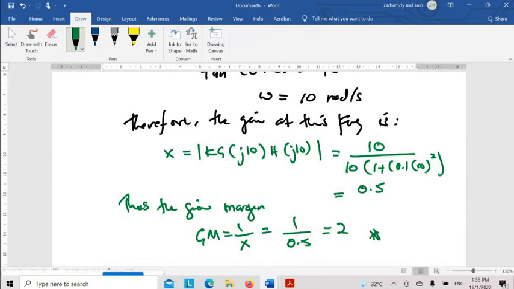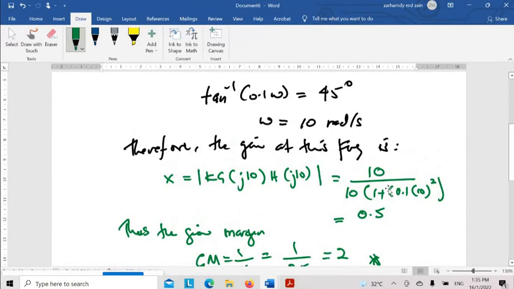Ada soalan tak? Please ask. Tanya. Penat Ya. Square dia macam mana? Yang mana? Ni. Square mana Sekejap. Oh ni.